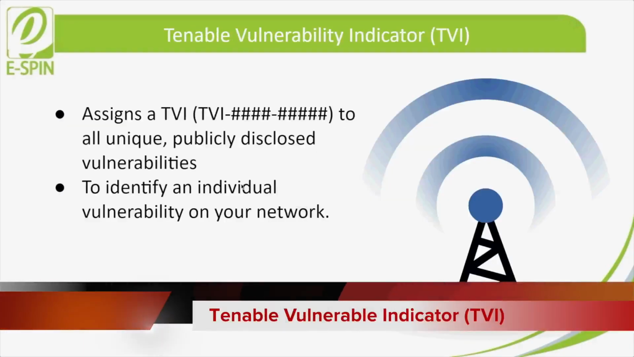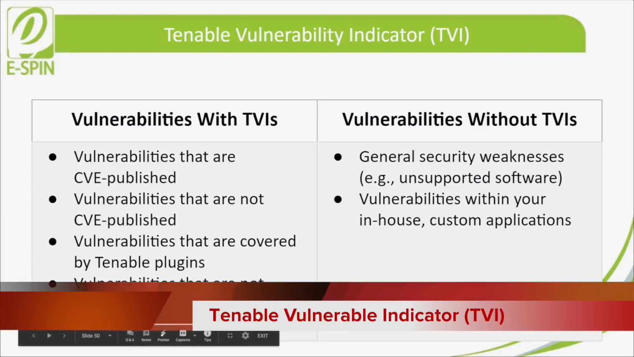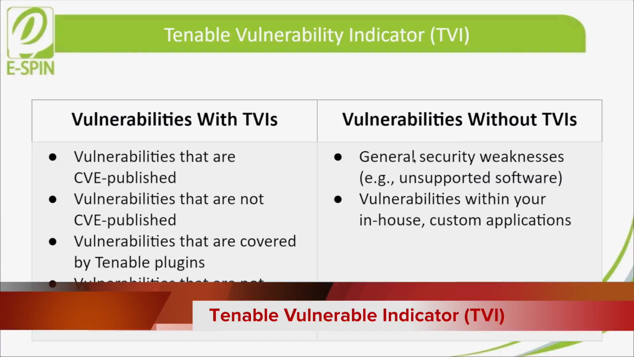Tenable Vulnerability Indicator, or TVI. A TVI is an all-unique, publicly disclosed vulnerability identifier to help identify an individual vulnerability on the network. See this comparison between vulnerabilities with TVIs and vulnerabilities without TVIs. The first is vulnerabilities that are CVE published, and the second is vulnerabilities that are not CVE published. The third is vulnerabilities that are covered by Tenable plugins, and the fourth is vulnerabilities that are not covered by Tenable plugins. For vulnerabilities without TVI, the first is security weaknesses, for example unsupported software, and the second is vulnerabilities within the user's in-house and custom applications.